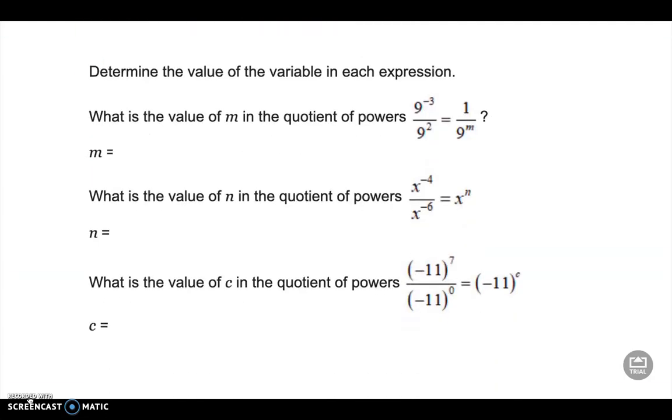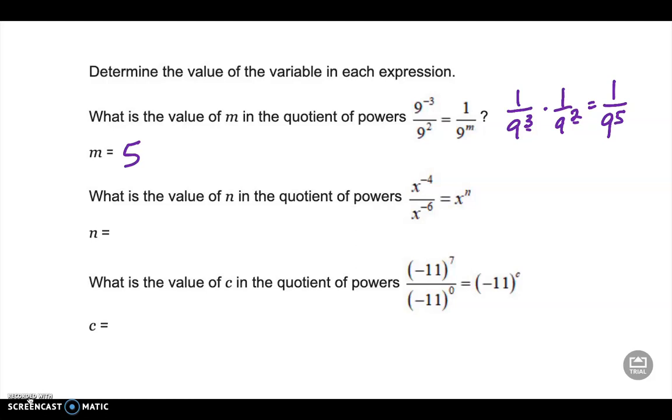So determine the value of the variable in each expression. We have 9 to the negative 3 over 9 squared. Well, remember we have a negative exponent, so we want to rewrite this as 1 over 9 to the 3rd times 1 over 9 squared, which would be 1 over 9 to the, and if we're multiplying, we're going to add those exponents. So m would be equal to 5.